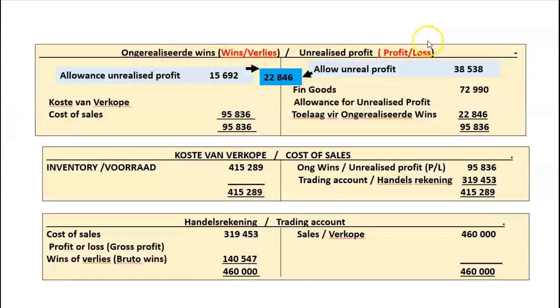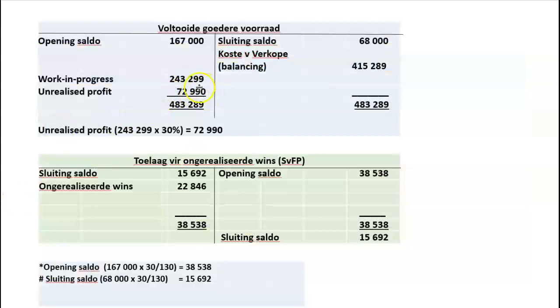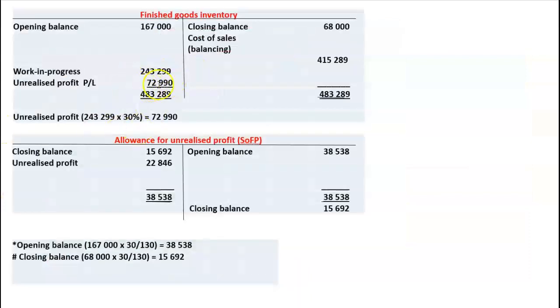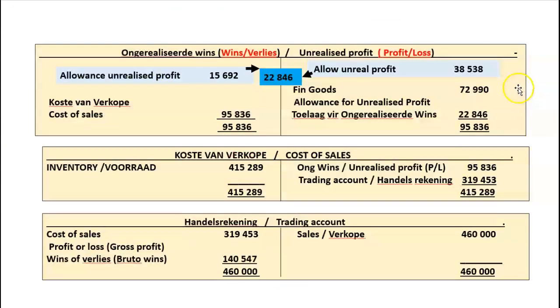Coming back to this one, our unrealized profit P&L account, we now have those two entries. We have that entry, remember that is the unrealized profit for the goods manufactured in the current year, the 72,990. Right, that one, 22,846, is that 22,846? That one was not posted there, so actually I must just move it a little bit to this side. It's not included in that total there. So there was only the net of 22,846 posted in the accounts, in the totals there. So I'm done with the unrealized P&L account.